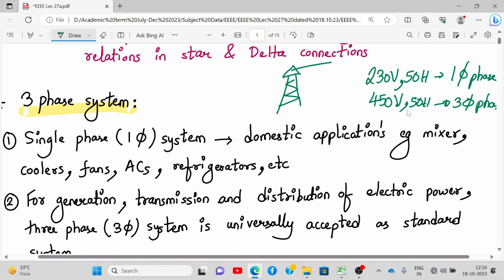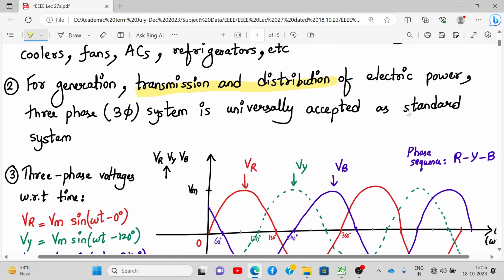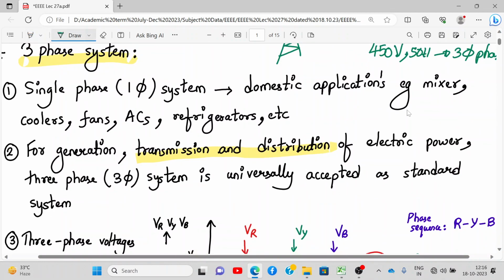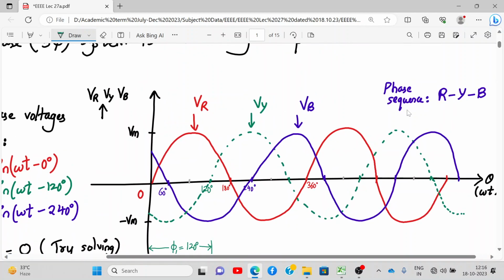Okay. So for transmission of this high voltage, you require transmission lines, and for that we require three phase circuits, three phase supply. So it's used for generation, transmission, and distribution of electric power. This is your three-phase system. How does the single-phase supply look like? A single sine wave, right? This is a single-phase supply. Here you have no phase at all. But this is a three-phase supply. I'll explain it. Don't worry.